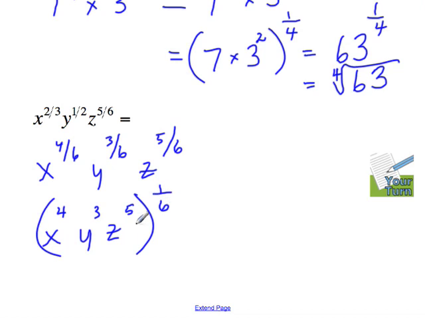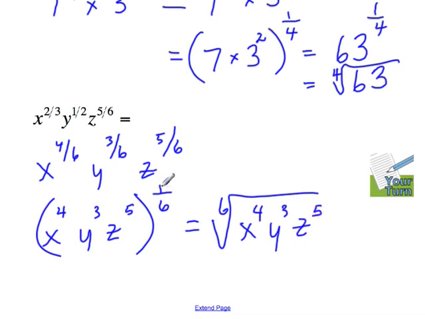Yeah, that works. And then finally, if I wanted to rewrite that as a radical, I can call it the 6th root of x to the 4th, y cubed, z to the 5th. Notice since there's a 1 there, putting a 1 on the outside here of all these won't make a difference. 4 times 1, 3 times 1, 5 times 1, it doesn't change them at all.